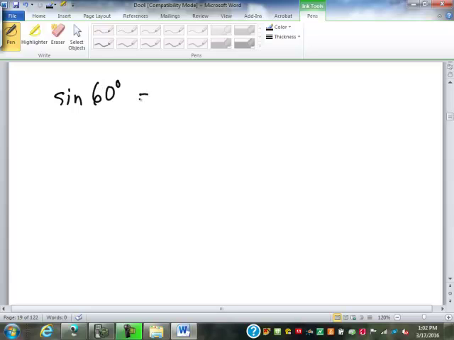So, what if we're given the angle and we want to find the sine of 60 degrees? Punch it in your calculator. What'd you get? If you got 0.866, your calculator is set correctly. If you got negative whatever, like negative 0.3, chances are your calculator is set to radians. So make sure you have it set to degrees.